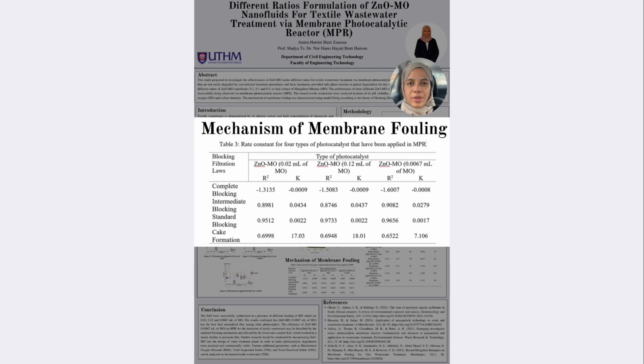For the mechanism of membrane fouling, the efficiency of ZnO-MO with 0.0067 ml of MO in MPR was successfully determined using model fitting according to the theory of blocking filtration laws. The standard blocking mechanism has a fit of 0.9656 and is affected by the lower rate constant, K standard blocking, of 0.0017, which resulted in a steady decline in permeate flux.